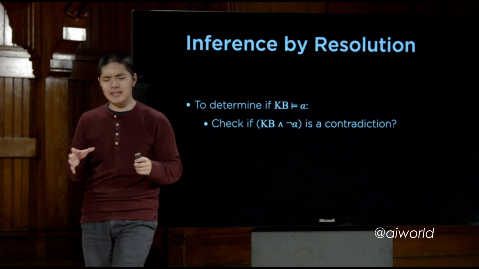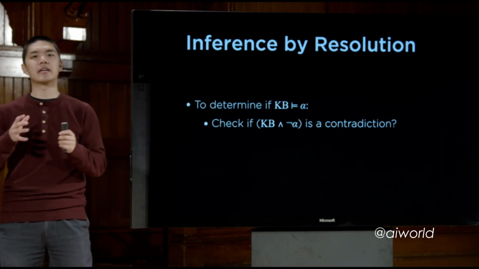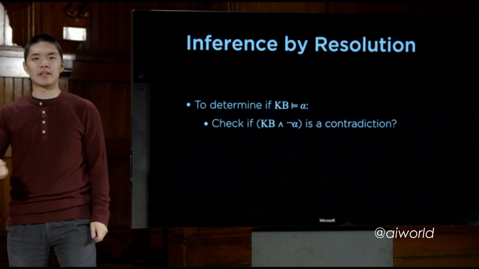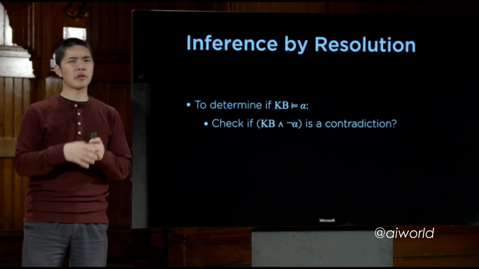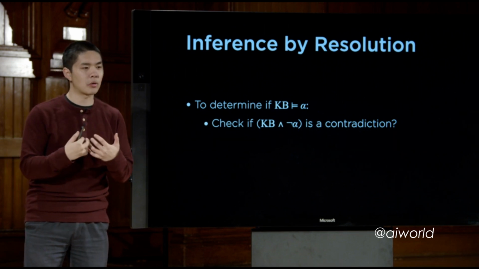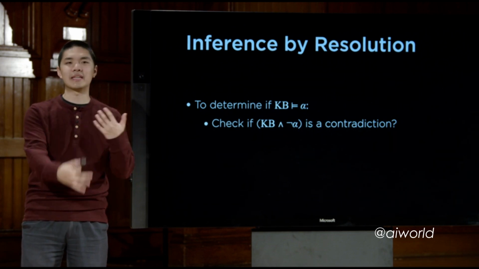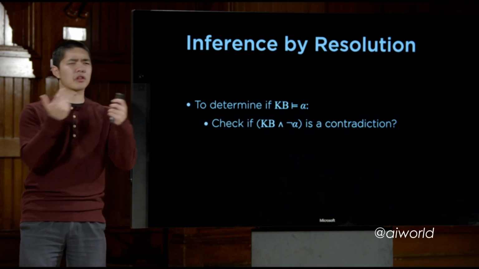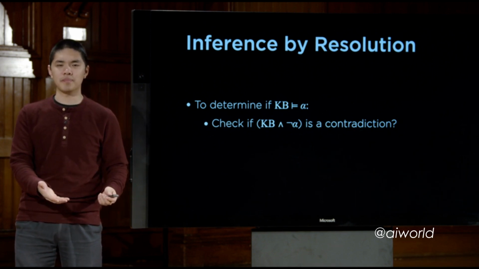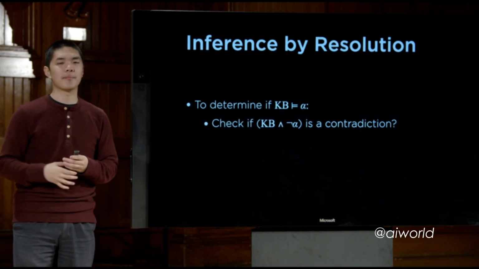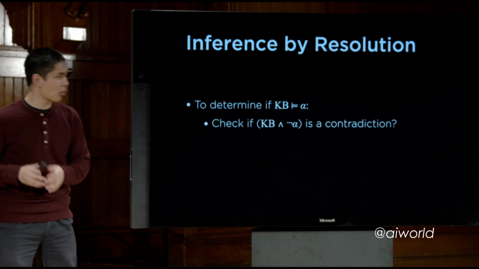And this is a common technique in computer science more generally, this idea of proving something by contradiction. If I want to prove that something is true, I can do so by first assuming that it is false and showing that it leads to some contradiction. And if, when I assume it's false, it leads to a contradiction, then it must be true. And that's the idea behind a proof by contradiction. And that's what we're going to do here.